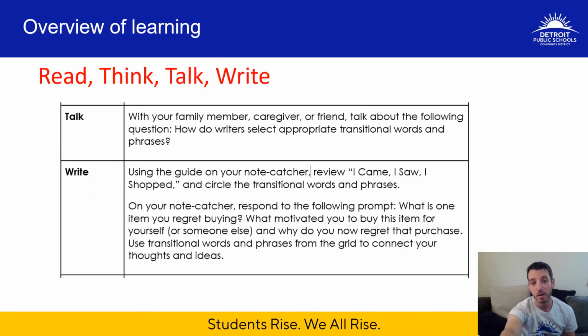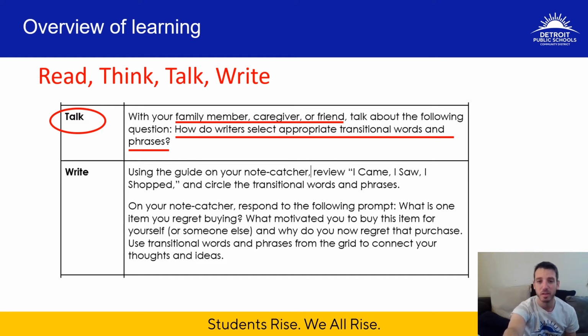Now for the talk part, you're going to engage with a family member, caregiver, or friend. It could be the same person from before or a different person. On the question, how do writers select appropriate transitional words and phrases? So how do writers, including yourself, determine what transitional words and phrases to use in their writing?